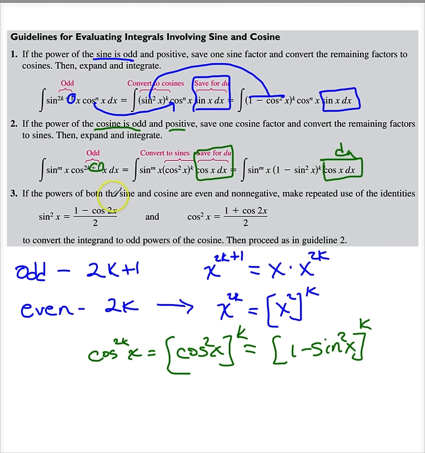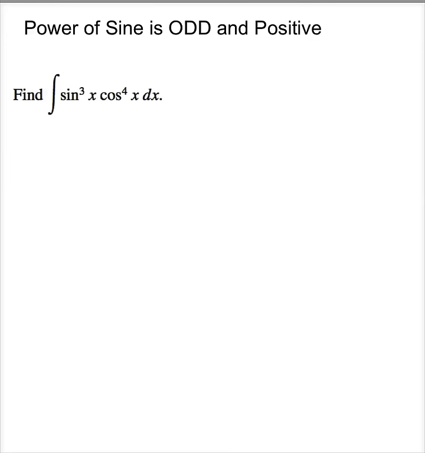Now, if both sine and cosine are even and non-negative, then you're going to have to use the substitution sine squared of x is 1 minus cosine 2x, or cosine squared is 1 plus cosine 2x, all over 2. Let's try one. Suppose I want to find the integral of sine cubed x cosine to the 4th x.